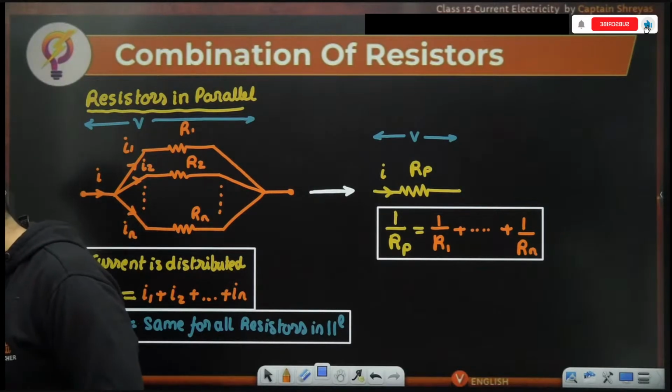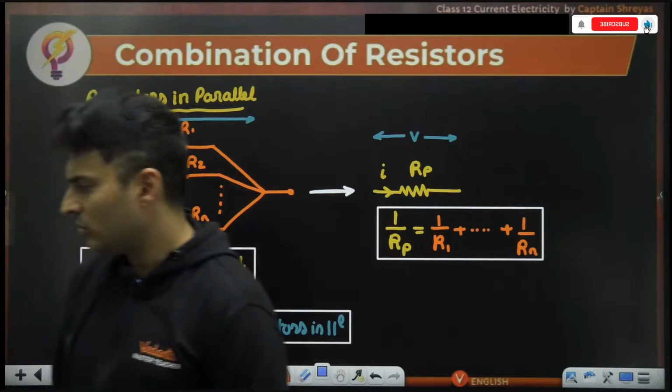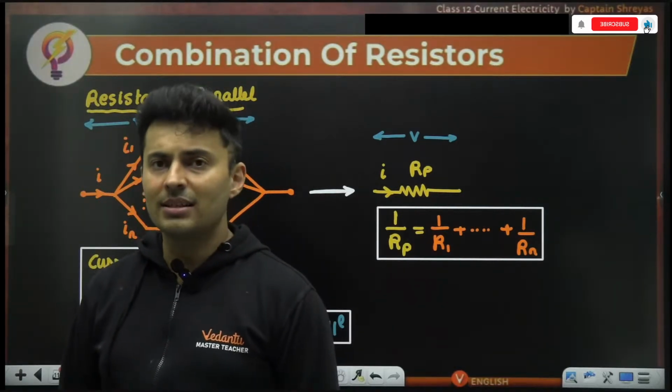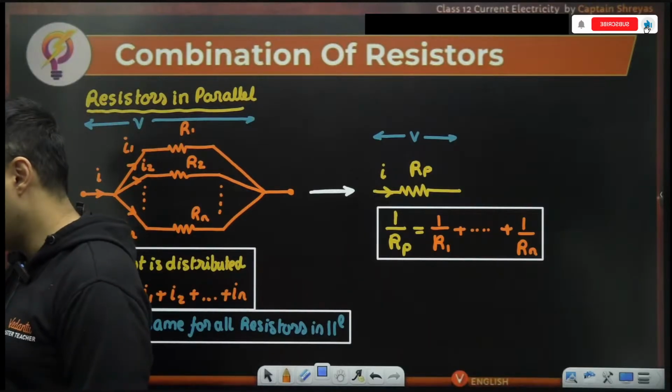Sir, can the resistance be 0 in parallel sometimes? No. Why will resistance be 0? Because if you have some resistors, they will obviously give some resistance. It might become small, but it will definitely not be 0.